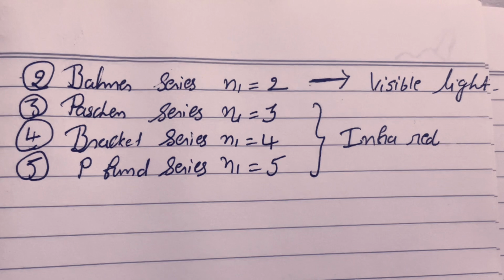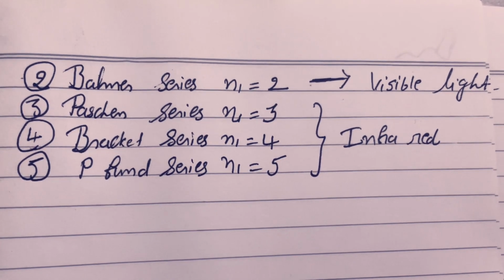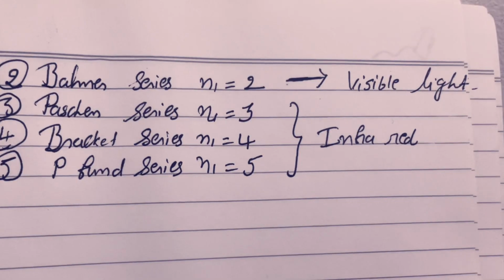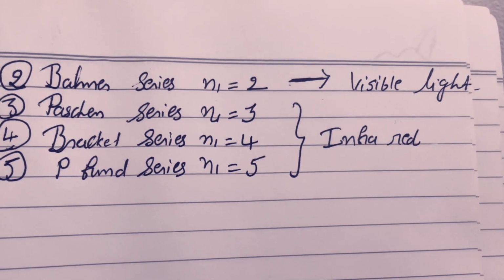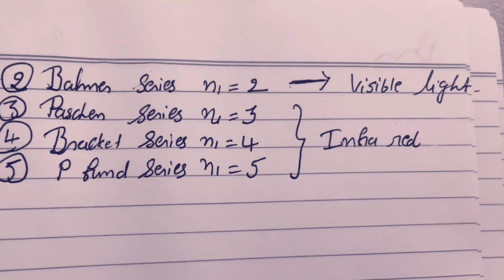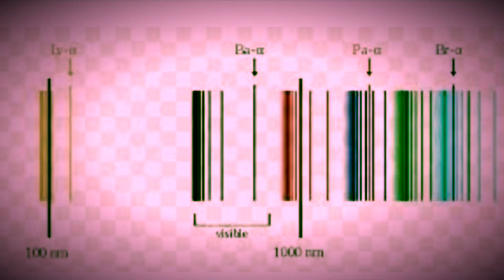Now for the Balmer series, n1 is equal to 2. For the Paschen series, n1 is equal to 3. For the Brackett series, n1 is equal to 4, and for the Pfund series, n1 is equal to 5. The Balmer series is in visible light, and the Paschen, Brackett and Pfund series come in the infrared region.